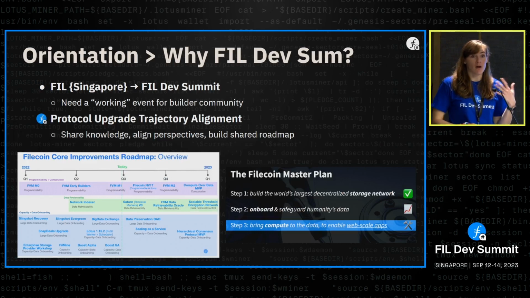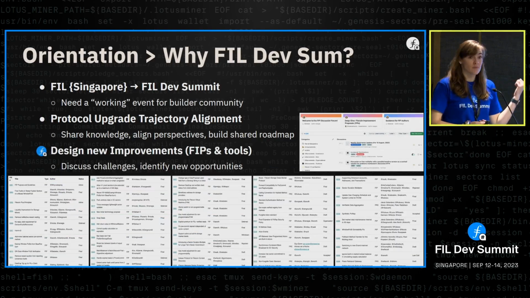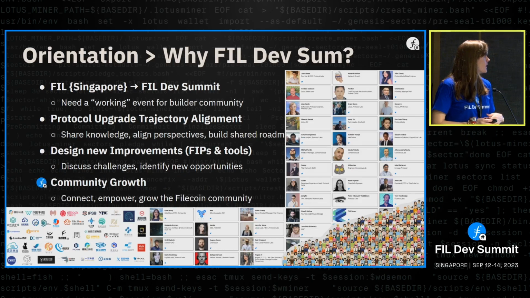We want to spend a lot of time on protocol upgrade trajectory, things that we need to coordinate on in order to make the fundamentals, the underlying framework of Filecoin better. Lots of knowledge sharing, aligning perspectives, building shared roadmaps together with each other on how we're going to keep making things better. Hopefully we design some new FIPs and improvements to Filecoin, discuss the challenges, discuss our opportunities, actually go about making plans to make it better.